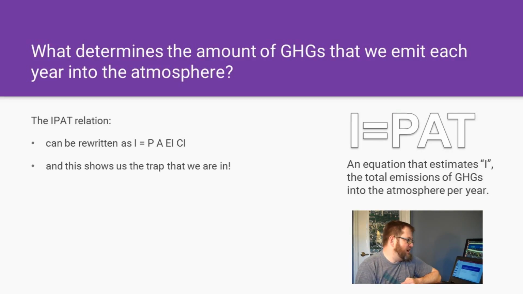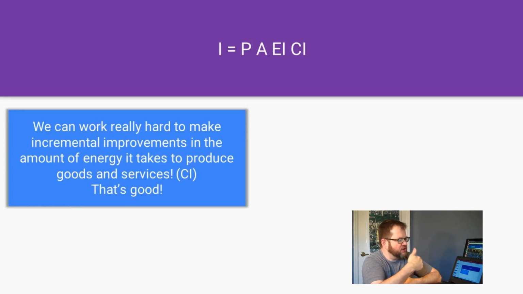And the really awful thing about the IPAT relationship, especially when it's been expanded this way, is that it makes very clear the trap we're in and how difficult it's going to be to fix our greenhouse gas emission problem. Okay, so there at the top of the slide, I've written out this equation expanded with the energy intensity and carbon intensity explicitly included. Okay, CI, the carbon intensity. We could work really hard to make incremental improvements in the amount of carbon it takes to produce a joule of energy, CI.